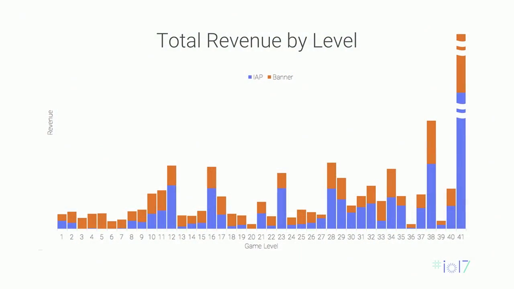So this is overall revenue here. And the blue bars represent in-app purchase revenue. The red bars represent banner revenue. And let me remind you that until now, you couldn't do this type of analysis anywhere. The reason why we can do it here is because we're able to take user properties, an analytics concept, and join that up with ads revenue, an AdMob concept.